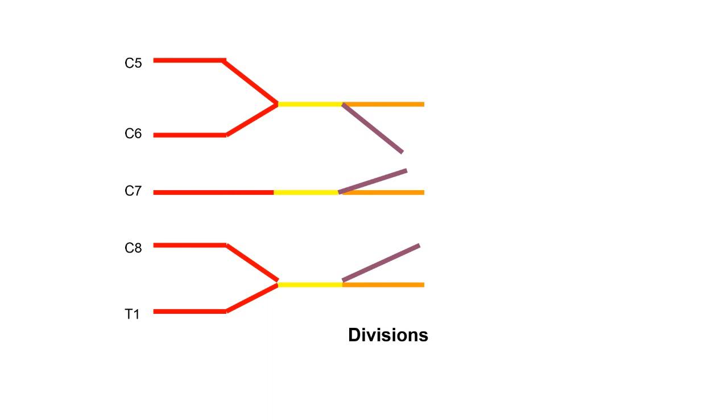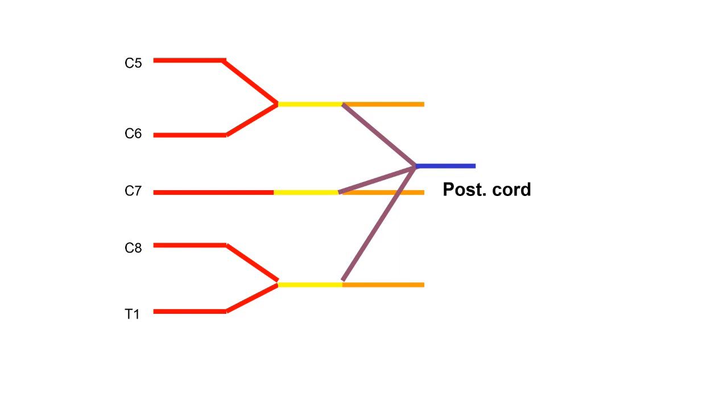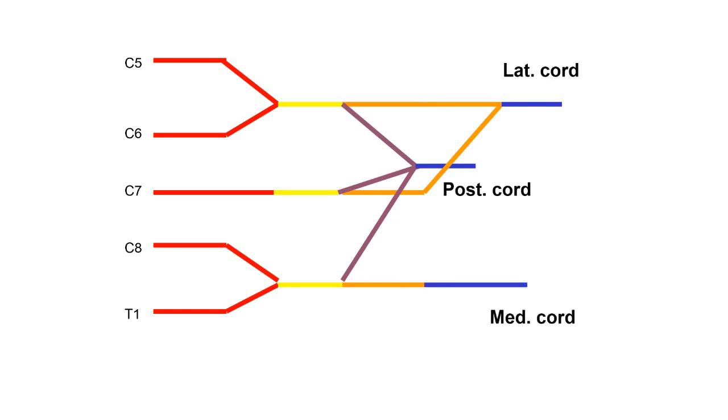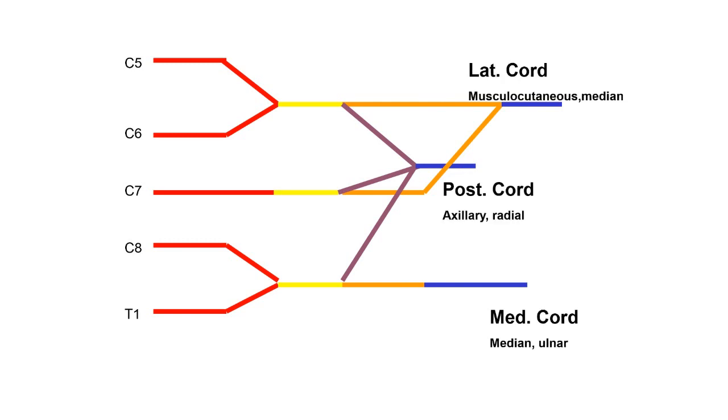The posterior divisions of all three trunks unite to form the posterior cord. The anterior divisions of the upper and middle trunks unite to form the lateral cord, and the anterior division of the lower trunk continues as the medial cord. Cords then give rise to terminal branches. These are some of the major branches from the cords. The lateral cord gives rise to the musculocutaneous nerve and the lateral head of the median nerve. The posterior cord gives rise to the axillary nerve and the radial nerve, and the medial cord gives rise to the medial head of the median nerve and the ulnar nerve.